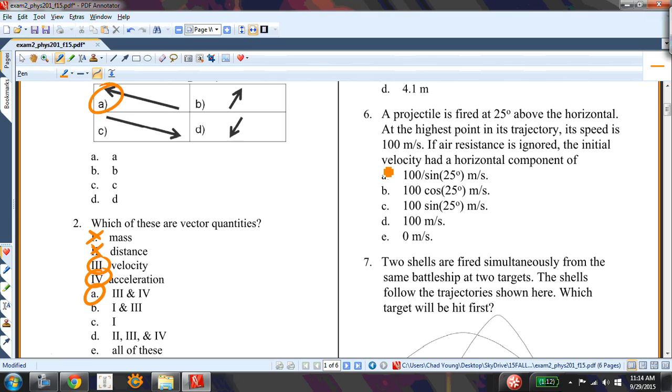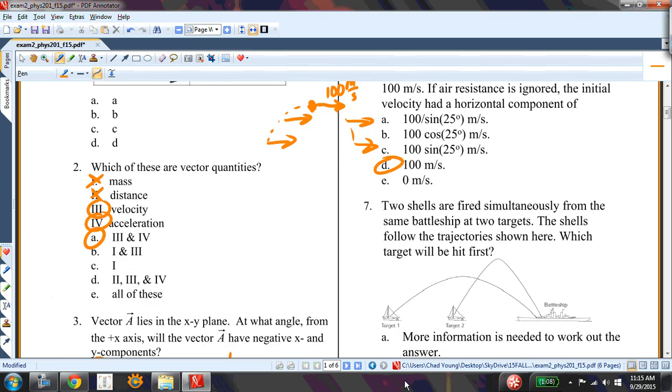A projectile is fired at 25 degrees above the horizontal. At the highest point of its trajectory, its speed is 100 meters per second. So at this point, its speed is 100 meters per second. If air resistance is ignored, the initial velocity had a horizontal component of what? Well, 100 meters per second is here. Remember, the horizontal component does not change. So the initial velocity then in the x direction was 100 meters per second.